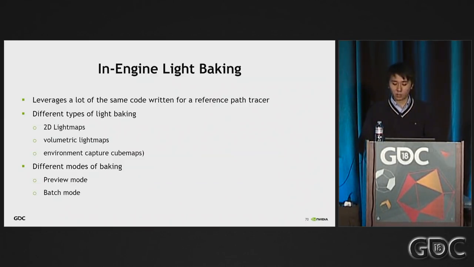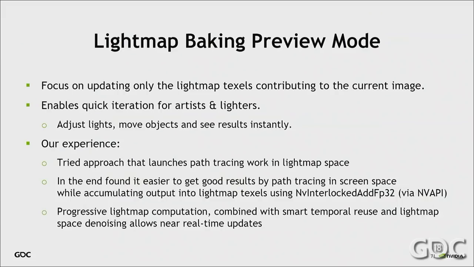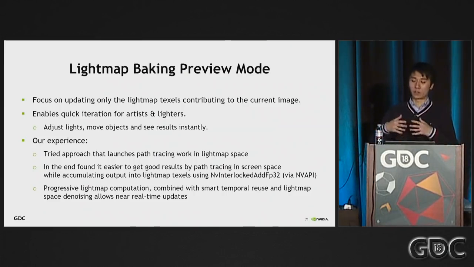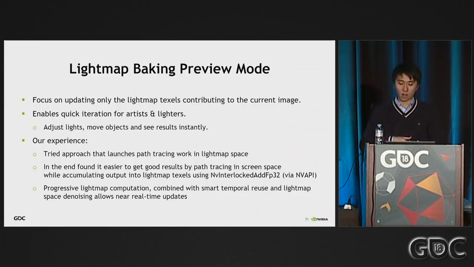So we have implemented two baking modes, one for preview and the other for batch baking. With the preview mode, we can basically just bake the light map while moving around interactively in the editor. For each frame, we just progressively update light map pixels that are in the current view. This enables artists to iterate very quickly, and the results of any adjustment to any objects or light source can be viewed instantly.